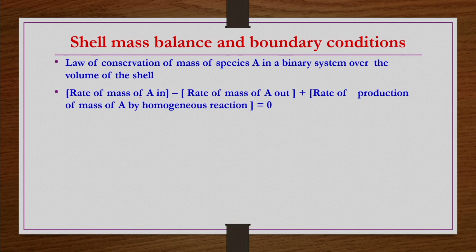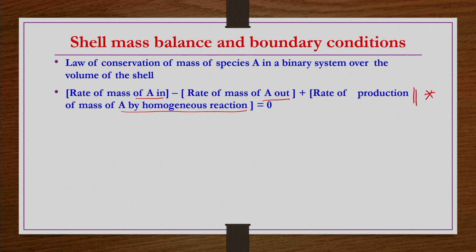So, law of conservation of mass of species A in a binary system over the volume of the shell, if you want to write: rate of mass of A in minus rate of mass of A out plus rate of production of mass of A by homogeneous reaction. If it is a homogeneous reaction, then it should come as a source term, that is what we are doing here, and then all that should be equal to 0, right. So, this is the balance equation.